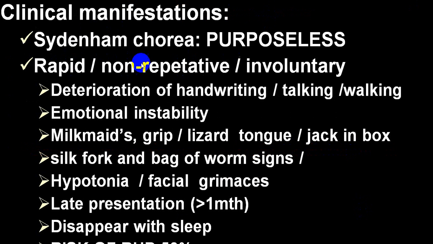So it is a rapid, non-repetitive, involuntary movement, deterioration of handwriting, deterioration in talking, walking, emotional instability, and this is all purposeless movement. There is also description as a milkmaid grip or milkmaid signs, lizard tongue, jack in box, silk fork, and bag of worm signs. These are all the different words which are being described. There is hypotonia, facial expression changes, we call facial grimaces, and it can present as late as 4 weeks. It disappears during sleep and very frequently associated with a subclinical carditis, quite common.